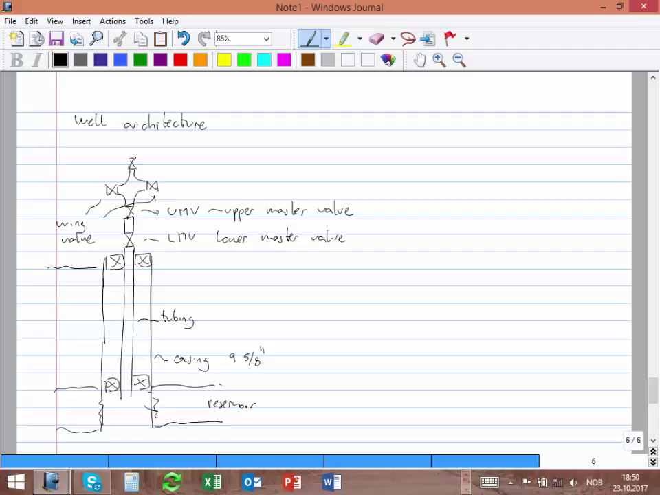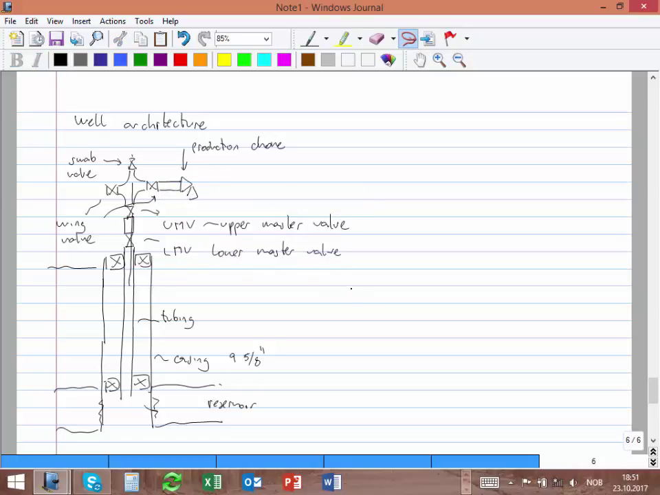At the top, if I want to do any intervention on the well, for example, I want to make a pressure measurement inside the well, I want to clean inside the tubing, I want to do an operation, I have what I call the swab valve. Okay. And then I have the production choke. Finally I have the pipe that takes the production of the well forward. All of this arrangement that I have on the top is what I call the Christmas tree.